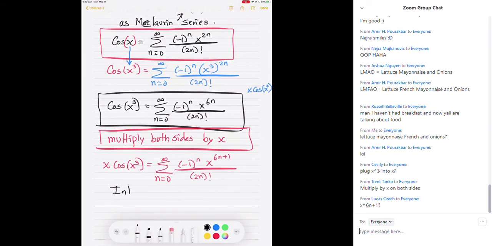Okay, integrate. Wait, aren't we missing an x on the right-hand side? Are we? Aren't you supposed to multiply both sides by x? I did, and when I multiplied this side by x, I got this. Oh, I thought the x would go outside the summation. It's not about outside or inside.